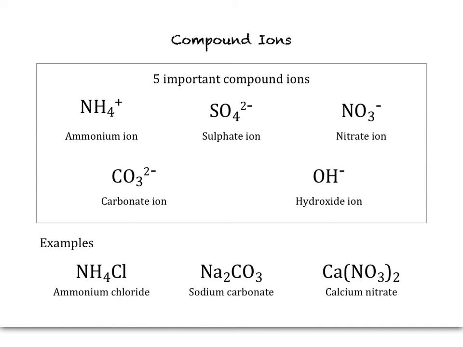Best way to demonstrate the naming of compound ions is with examples. Here, NH4Cl, ammonium chloride. Na2CO3, sodium carbonate. Ca(NO3)2, calcium nitrate. Notice in the formula of calcium nitrate we need 2 NO3 1- ions for the 1 calcium 2+ ion. The nitrate ion is placed in brackets. This is to show that it is 2 times the whole nitrate ion.